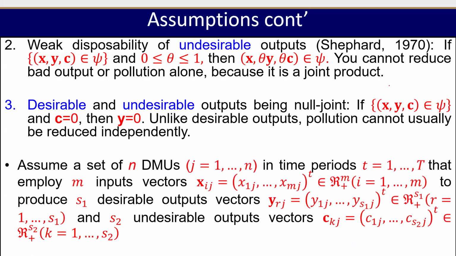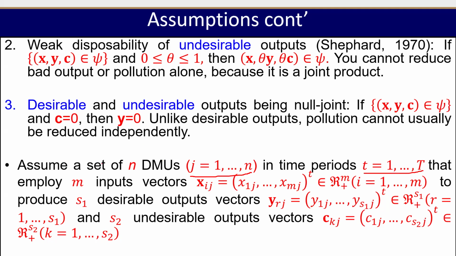So let's go into the formalization now. Assume that we have a set of companies, DMUs. The DMUs number 1 all the way to N, and each DMU is J. The time period is 1 to T, where capital T is the total time period and each t is one of the time periods.